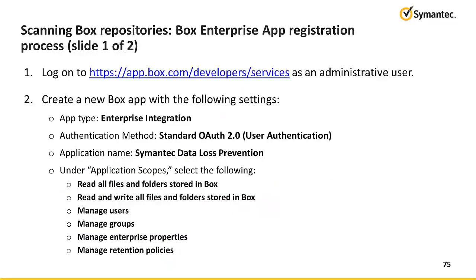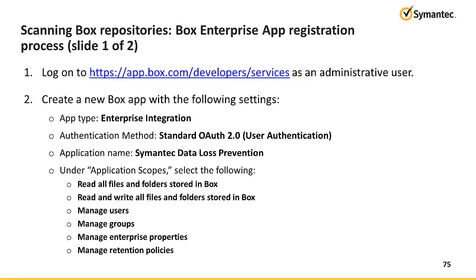Cloud Storage Discover requires explicit authorization to access content in Box. This is configured in the Enforce console, where you need to create a cloud authorization on the System Settings Cloud Authorization page. The authorization is based on information provided by a custom Box Enterprise application that you need to create on the Box developer site.